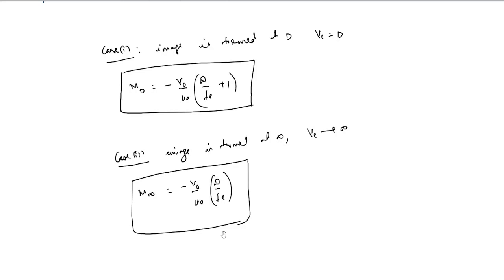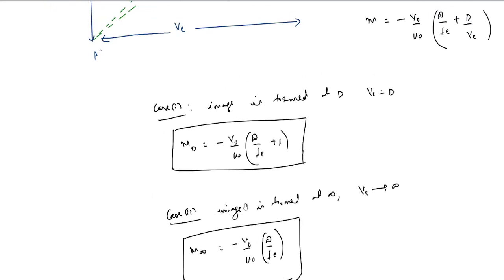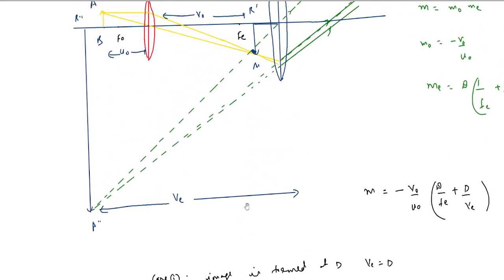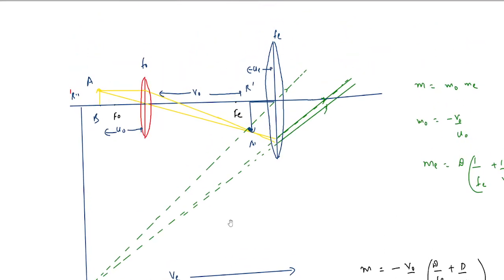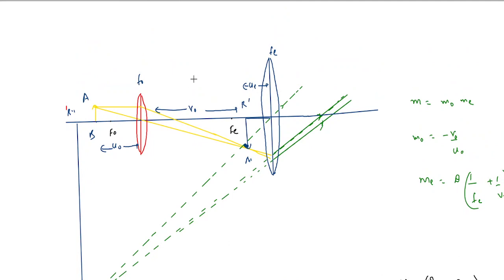Now observe that the magnification has a minus sign as given here. Unlike a simple microscope, where it was positive, here it is negative. That is because if you look at the image, this image is inverted. That is, A''B'' is the final image. This image is inverted with respect to the object. Hence it is negative.